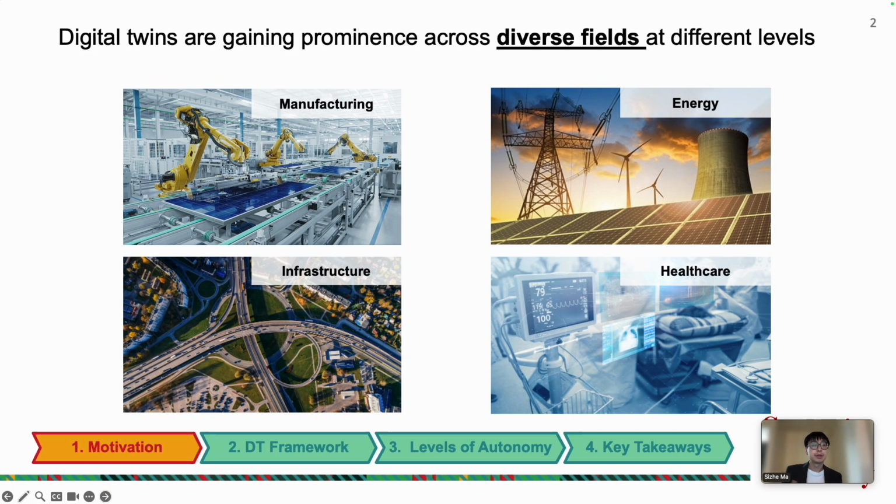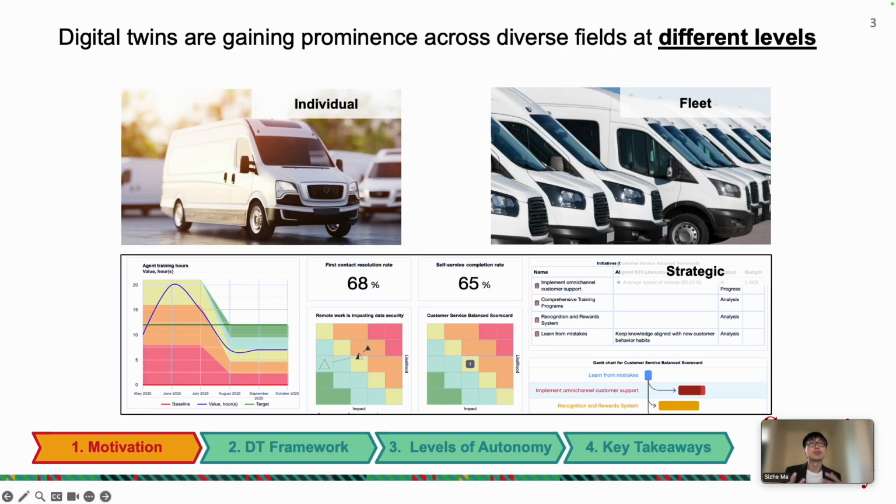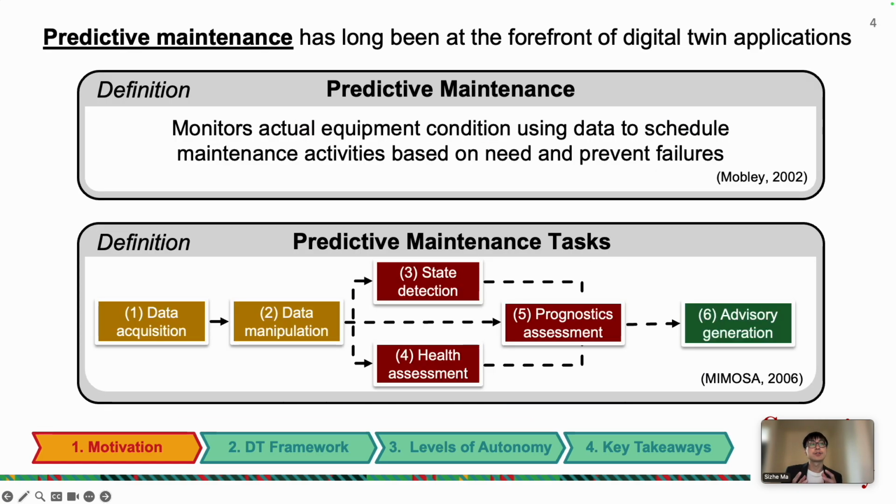So, to start with, currently digital twins are gaining a lot of prominence across diverse fields like manufacturing, energy, and infrastructure, and at different levels, including individual level, fleet level, or all the way up to strategic level. And among these different applications, predictive maintenance has always been on the frontier. In general, predictive maintenance is defined as a process that monitors actual equipment condition using data to schedule maintenance activities based on need and prevent failures.